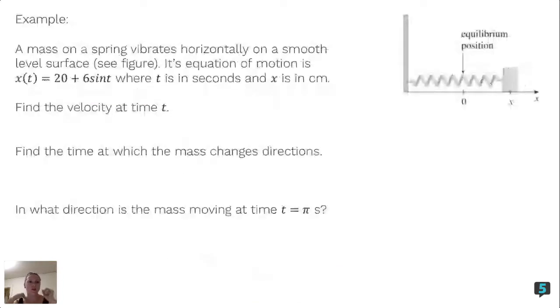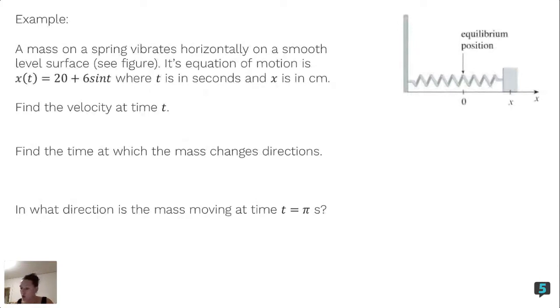Okay, here's our next one. We have a mass on a spring that vibrates horizontally on a smooth, level surface. So you can kind of visualize what's happening over there in the picture. Its equation of motion is x of t equals 20 plus 6 sine t. So we're going to have some trigonometric functions to work with on this one, where t is in seconds and x is in centimeters. First thing we want to find is our velocity at time t.